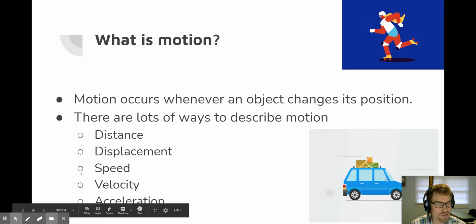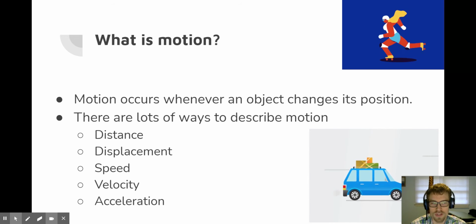All right, so I'm assuming that you've watched the video, and there's a lot of motion in that video, right? There's a lot of things moving around, and that's our topic for this unit, motion. So what exactly is motion? Well, motion occurs whenever an object changes its position. So you saw Black Panther, Captain America, right? They were all changing their position. They were all moving around quite a bit.